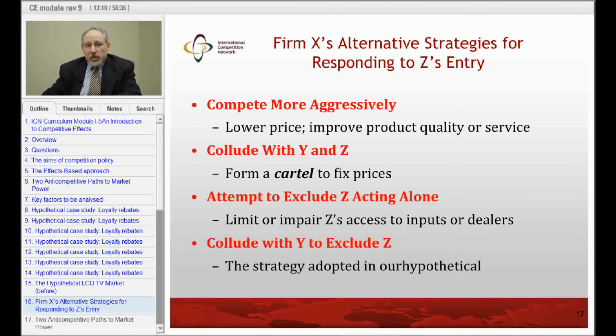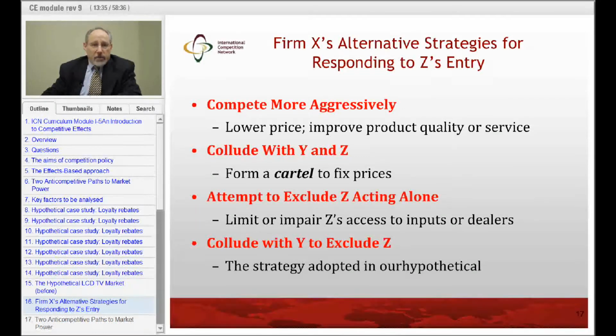Well, first, it could respond by more aggressively competing. It could improve its product, it could lower its price, it could look at its costs of manufacture and distribution and try to compete head-to-head with Z. It could also think about colluding with Y and Z, forming a cartel to raise price, inviting Y and Z to join it to stabilize prices.